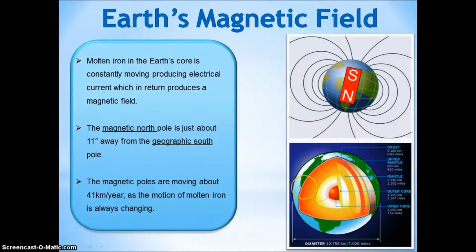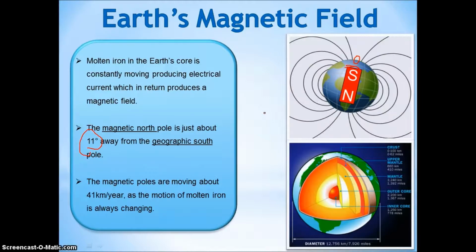The moving molten iron in the Earth's core not only produces a constant electrical current, but it also produces our planet's magnetic field. This clearly demonstrates the principle of electromagnetism, which states that moving electric charges create a magnetic field. An interesting fact to know is that Earth's geographic poles are actually 11 degrees away from the magnetic poles. Not only that, but the true magnetic South Pole is actually near the geographic North Pole, which is why the north side of the compass points towards the north.